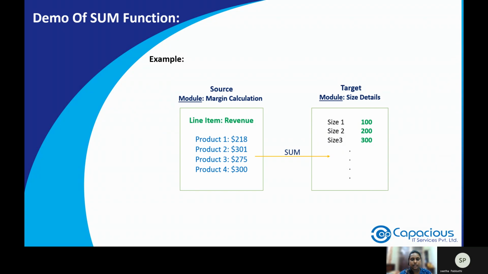Next is an example that I have shown here. This is the source module and this is the target. From this source module, I have taken a line item as revenue. From this, I am giving an add-up of the target size detail, and I give the keyword sum. So in this case, from the source to the target, it will sum up the values and give a value to the particular module that I want to change. In this way, the sum function is used in the module.